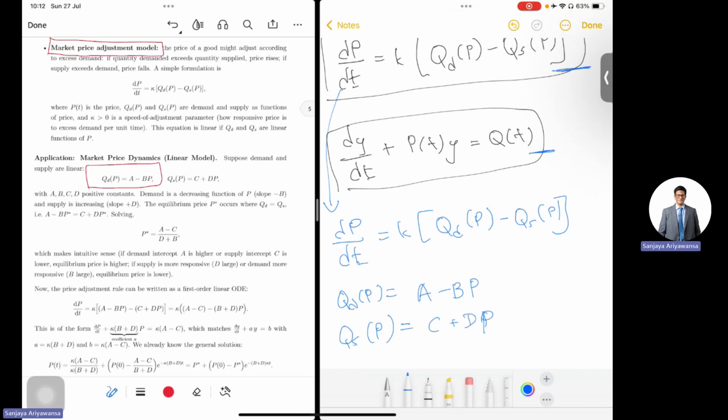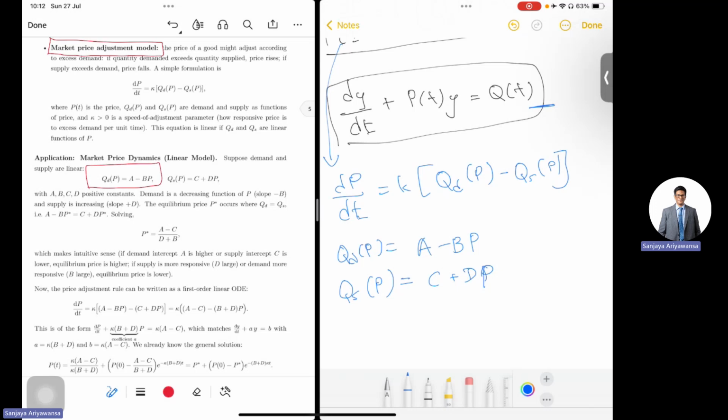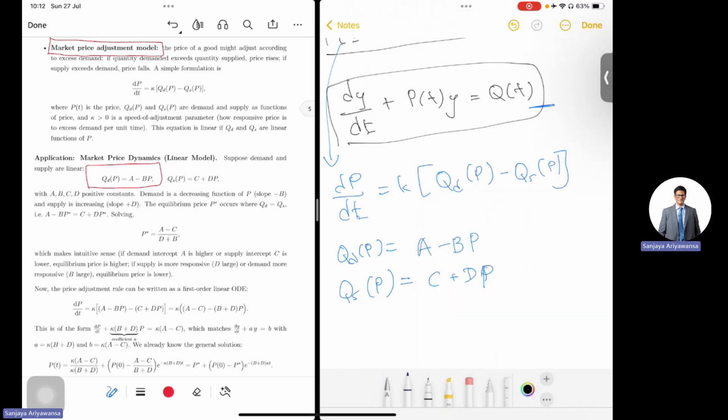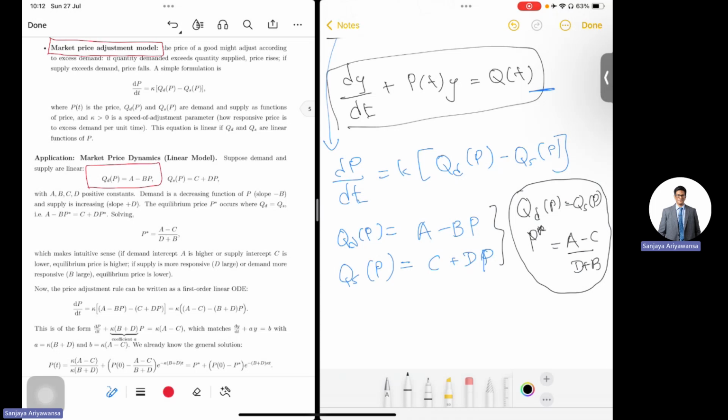supply curve. Now, usually you would know, in your basic undergraduate level first year or A level microeconomics, by simply equating QD(P) to QS(P), you can find out what your equilibrium price is, and you will get the equilibrium price as (A minus C) over (D plus B), right? But now we are going to look at it in a more generalized way. So now let's substitute in the values of QD and QS.